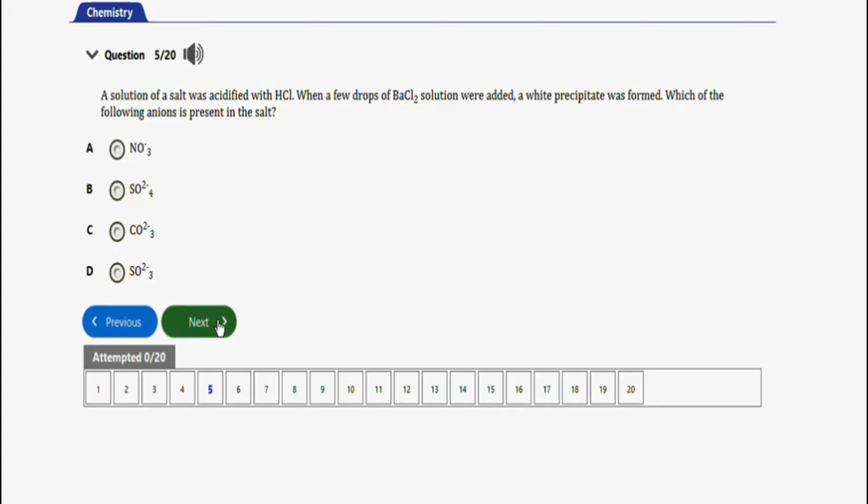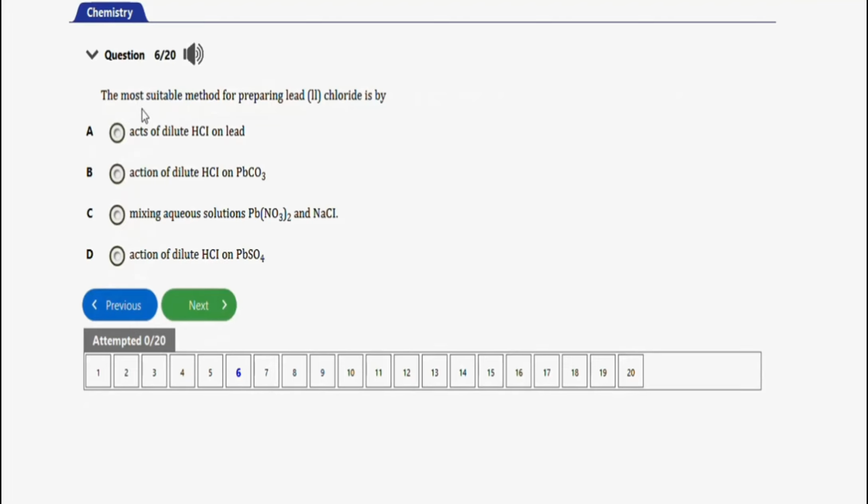Next question. The most suitable method for preparing lead(II) chloride is by: action of dilute hydrochloric acid on lead, action of dilute HCl on lead carbonate, mixing aqueous solutions of lead nitrate and sodium chloride, action of dilute HCl on lead(II) sulfate. So guys, the right option to this question will be option C, mixing aqueous solutions of lead nitrate and sodium chloride.